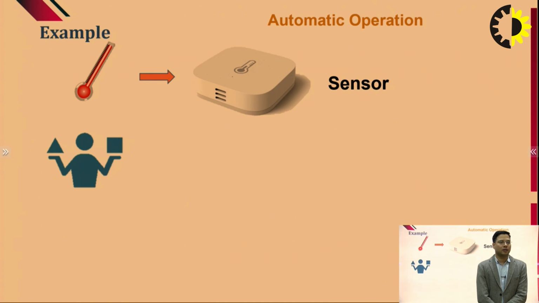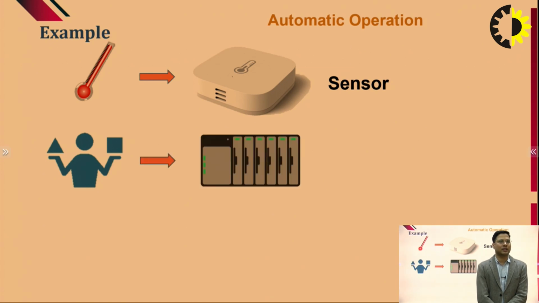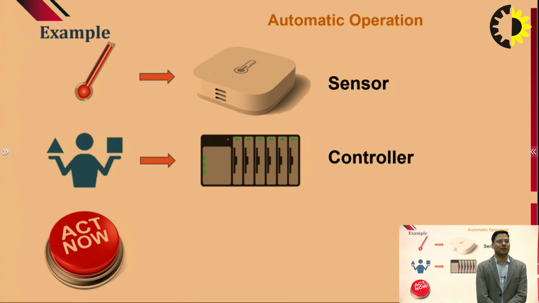With the advancement in electronics, controllers, or smart computer systems dedicatedly developed for industrial operations, came into existence. Depending upon the input provided by the sensor, and depending upon the program that has been fed by the programmer, the next process is actuation, or the action.